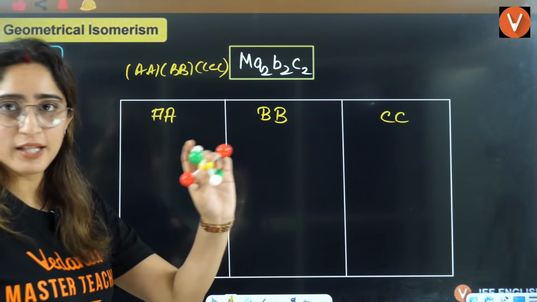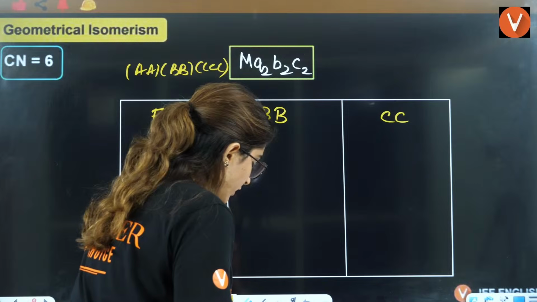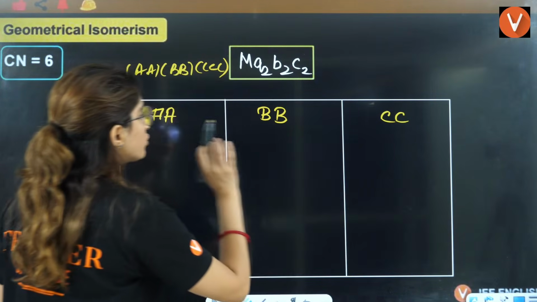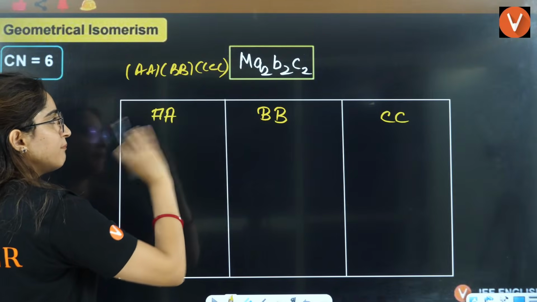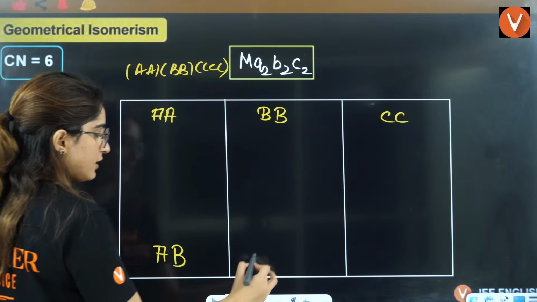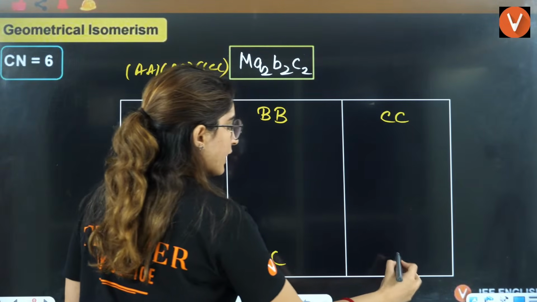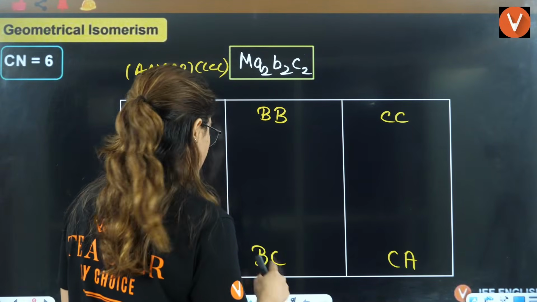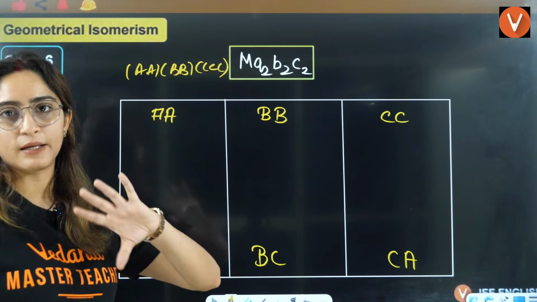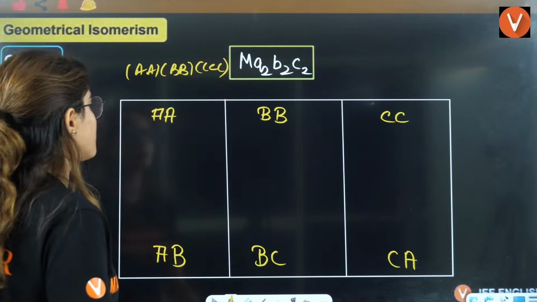Then now see, doing this every time we can do that, right? But I'll just tell you with the help of permutation how we can do this. Then what you need to do, make pair with each other. It can be AB, then BC, then CA. A pair with B, B pair with C, C pair with A. That is second geometrical isomerism.